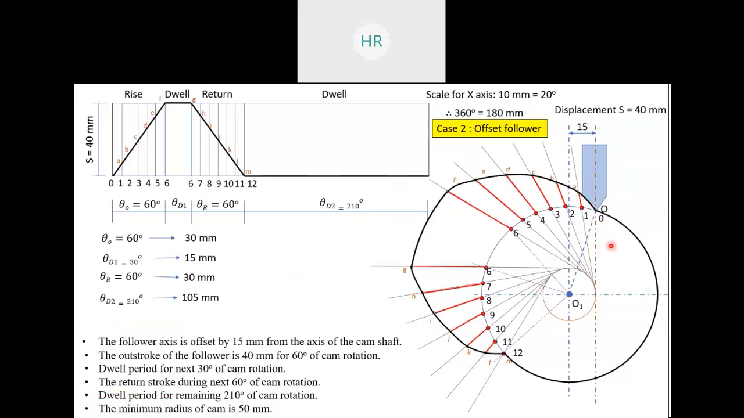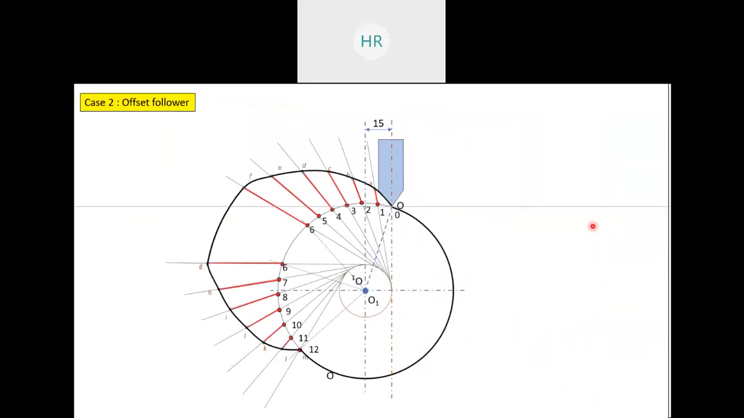So let's have a look how it will be animated. Okay, so I have the same cam profile that we have generated just now. You can see our follower is offset by 15 mm distance. I have shown over here a horizontal reference line which is indicating initial level of follower. You can see the follower का tracing point है वो इस level पे at the beginning of the motion.